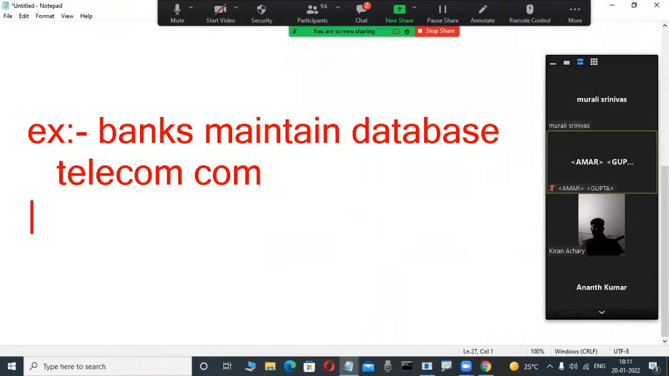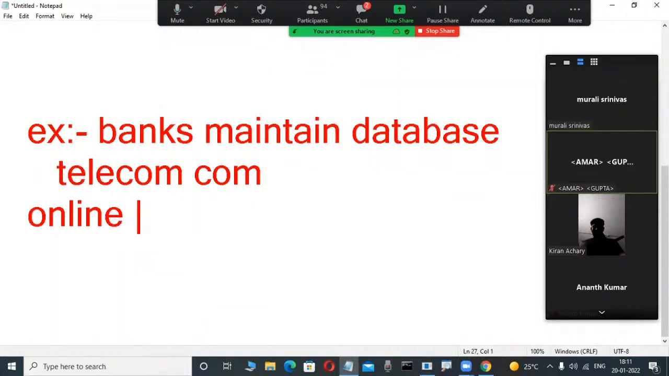Nowadays many people are purchasing items through online portals like Flipkart and Amazon. These shopping portals also maintain databases. When you purchase an item, how is the order number generated? Some database application does it, using the auto increment concept.